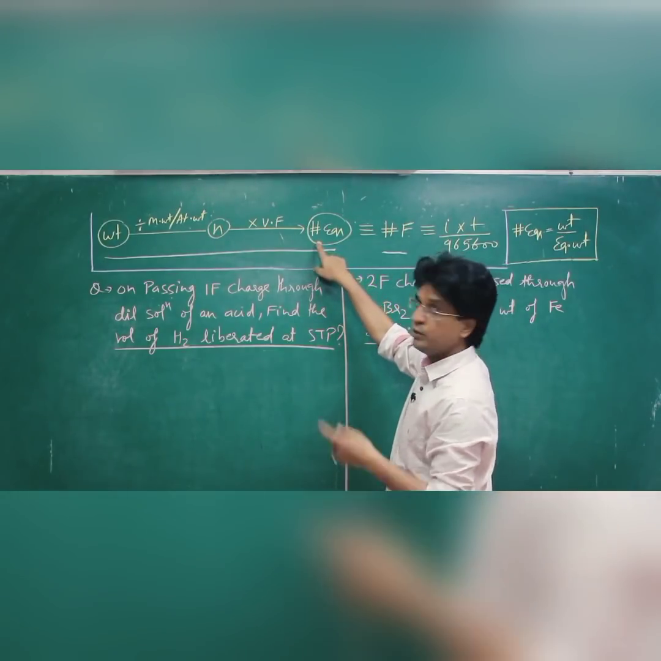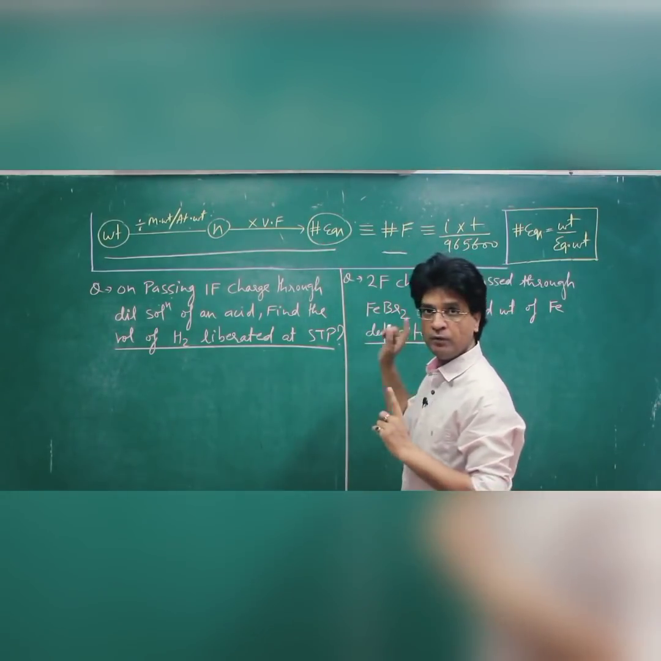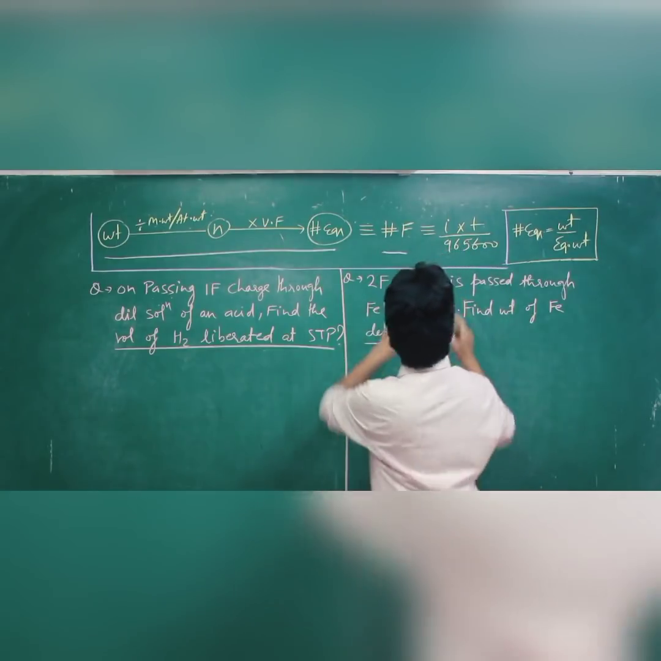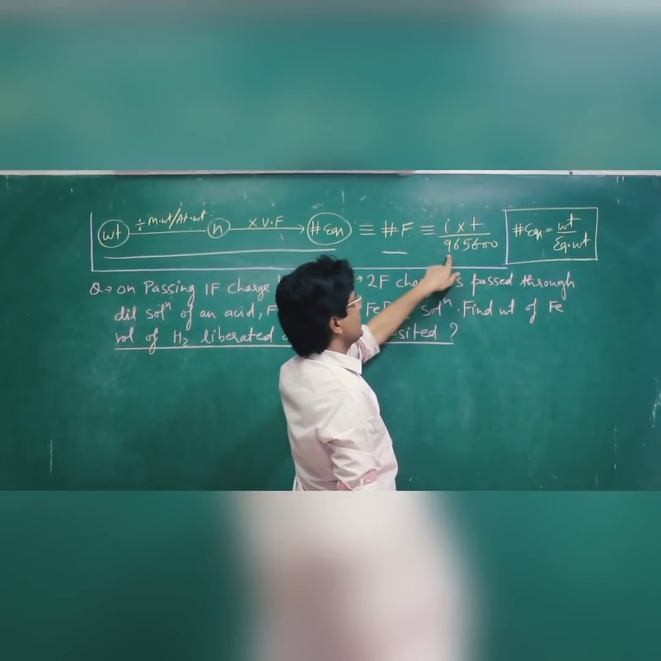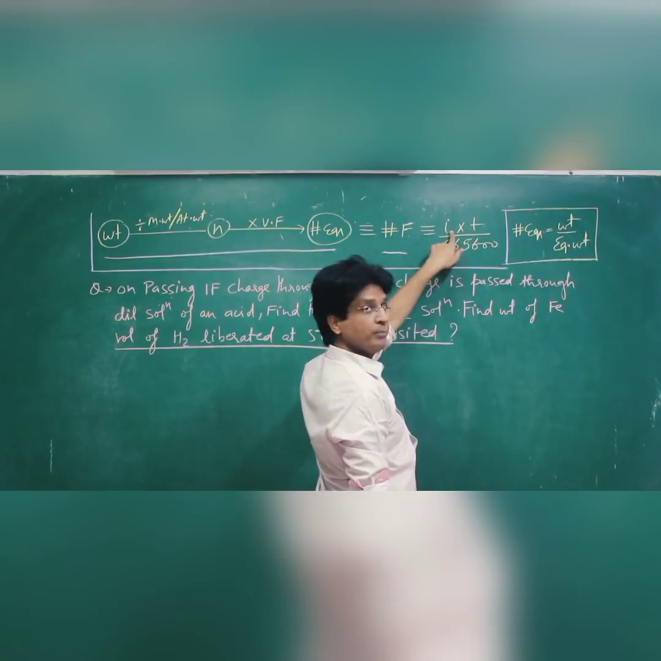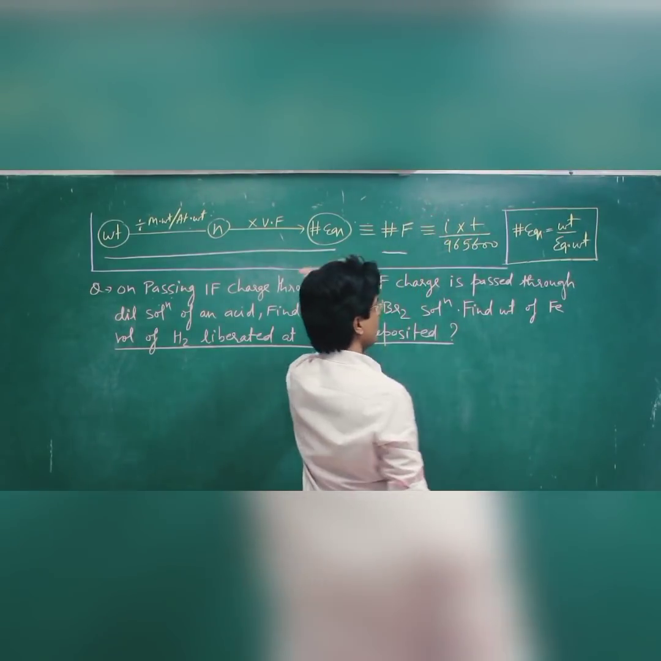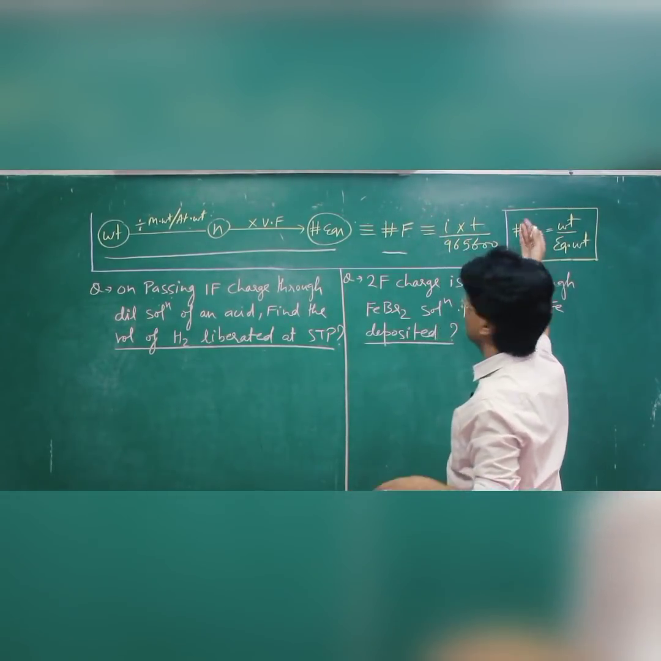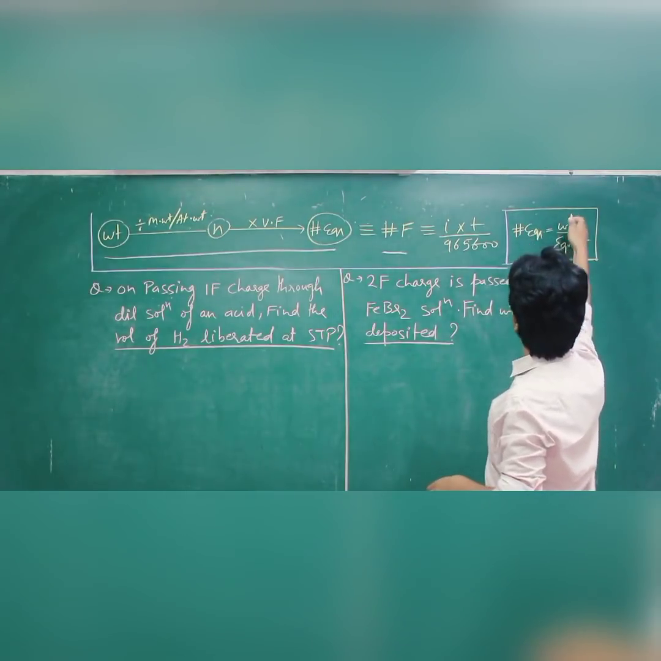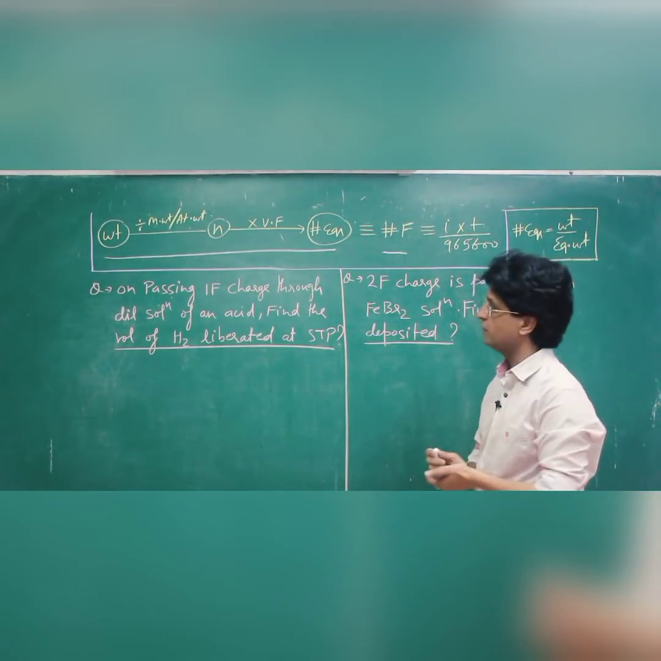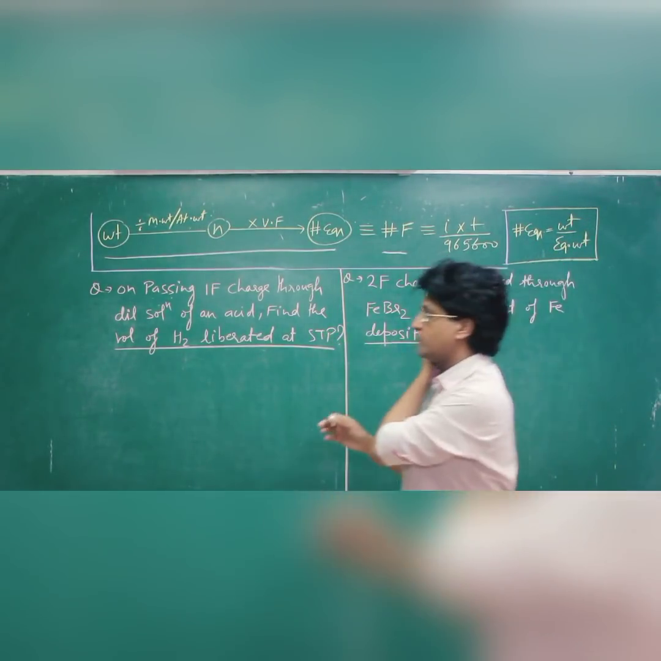So number of equivalents, we have discussed, is equal to number of Faraday. Now number of Faraday is what? I into T upon 96500. I should be in ampere, time should be in seconds. And obviously this formula will come handy: number of equivalent is equal to weight upon equivalent weight of the substance involved. Okay, now let's see this question.